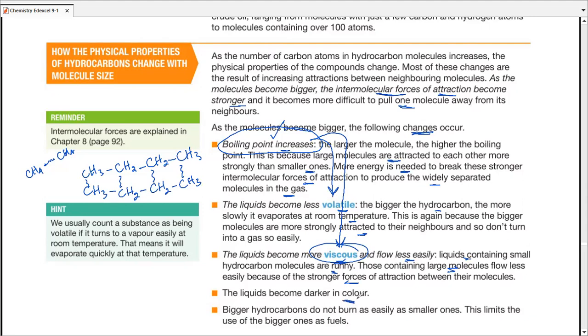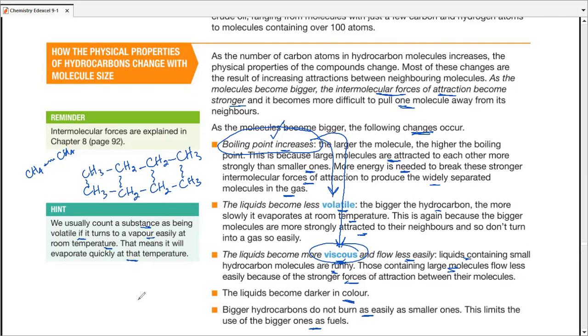The liquids become darker in color, and bigger hydrocarbons do not burn as easily as the smaller ones. This limits the use of bigger hydrocarbons as fuel, because we prefer fuels that we can burn easily, and we do not prefer them if we're going to have a hard time starting them to burn. We count a substance as being volatile if it turns to vapor easily at room temperature.